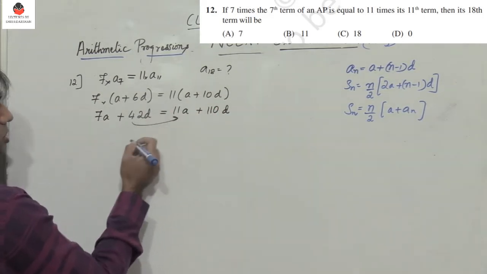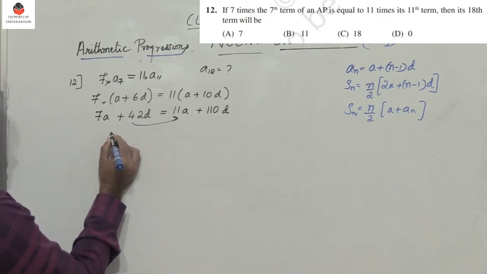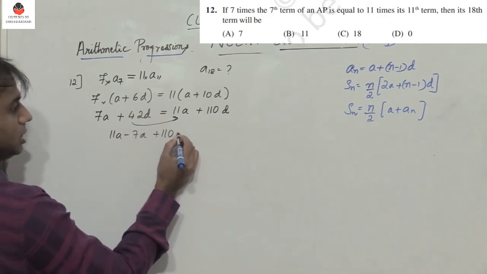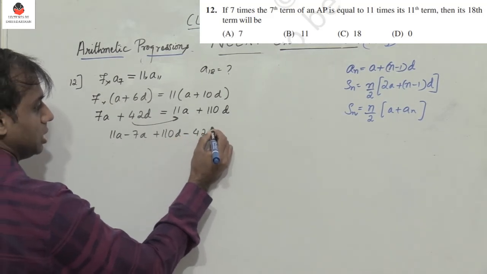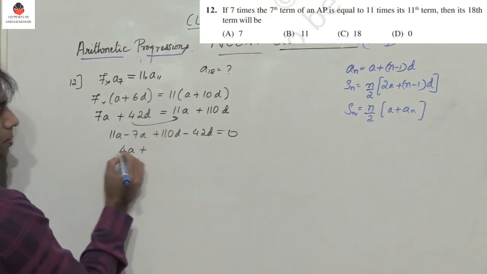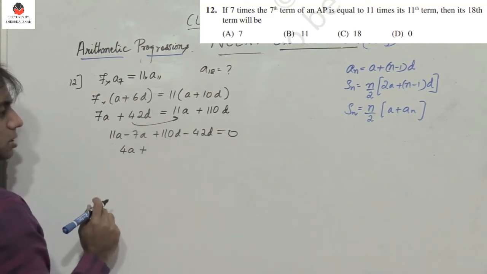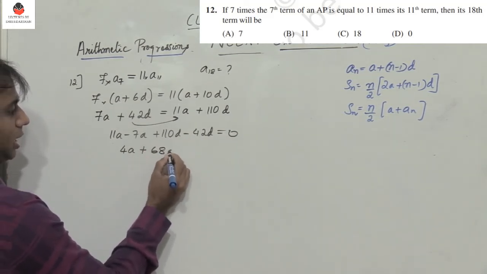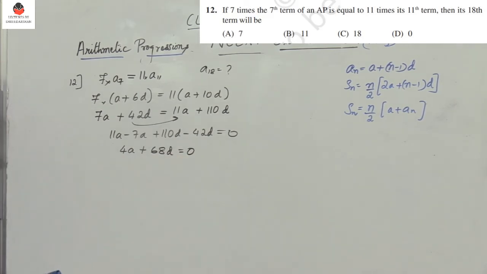So take all the terms to the other side. So you get 11A minus 7A plus 110D minus 42D equals 0. So you get 4A plus 110 minus 42, which would give me 68D equals 0.